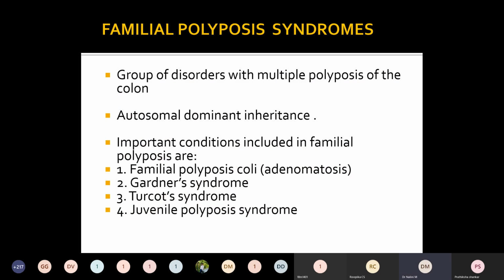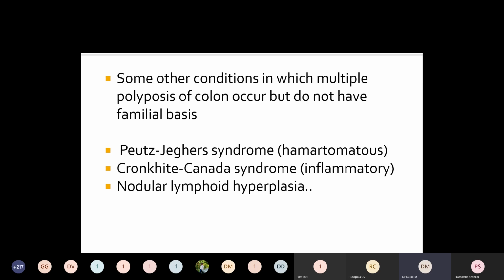Coming to familial polyposis syndromes, there are a few syndromes where multiple polyposis of the colon is a part of it. Whenever we talk about familial polyposis syndrome, most of the time it is autosomal dominant inheritance. Recollecting our genetics class, one mutant allele could manifest the disease in the next generation. So important conditions are familial polyposis coli, Gardner syndrome, Turcot's, and juvenile polyposis syndrome.